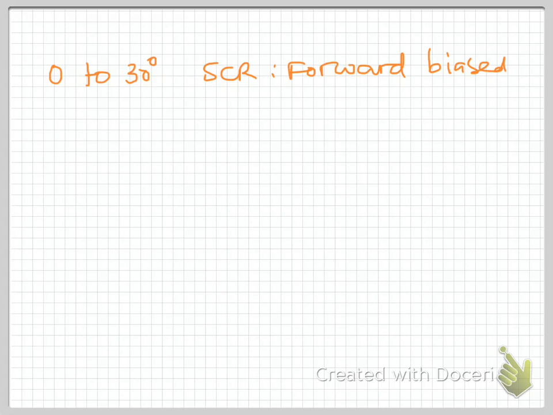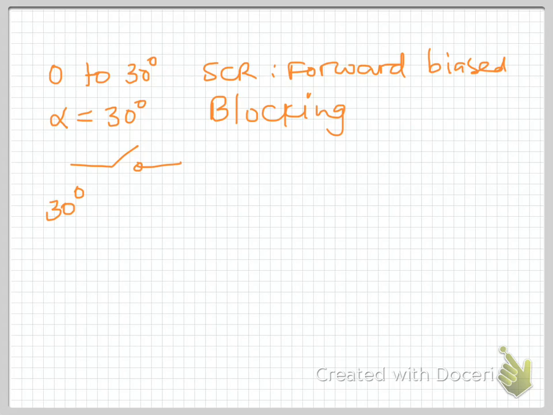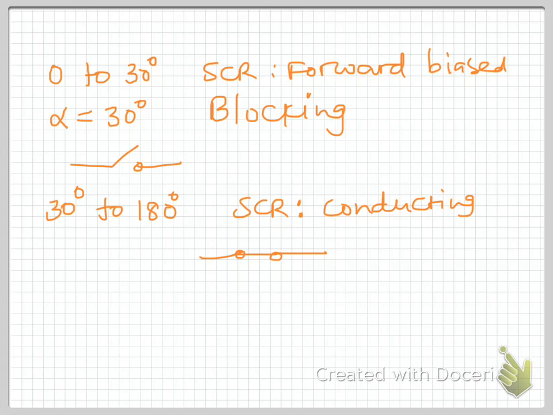But we are given the SCR and we are given that the delay angle alpha equals 30 degrees. So till 30 degrees there is no gate signal applied. That means it is in forward blocking state. So what does that mean? It's not conducting, so it's represented by an open switch. Now at 30 degrees the gate signal is applied, and for the entire half cycle the SCR will start conducting. So it is forward biased and it's conducting, and then a conducting SCR could be replaced by a closed switch.